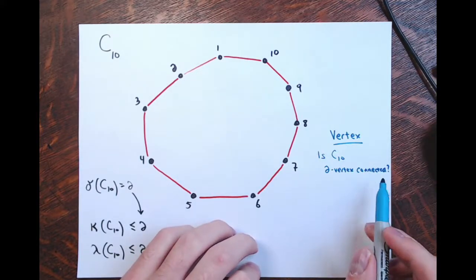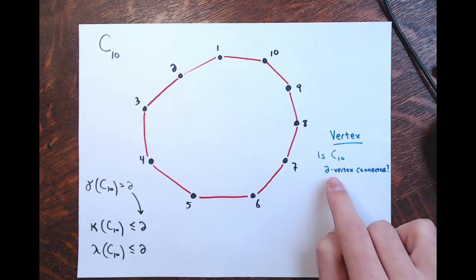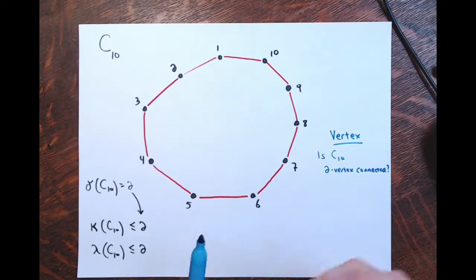All right, remember what this means. If it's 2-vertex connected, that means I can remove any vertex and it'll still be one piece. It'll still be connected, not broken up into disconnected pieces. Well, the answer to this is yes.